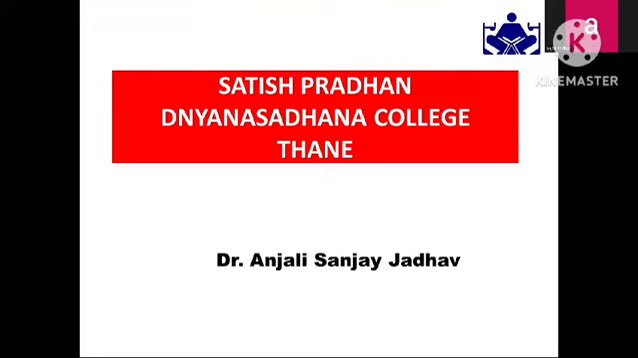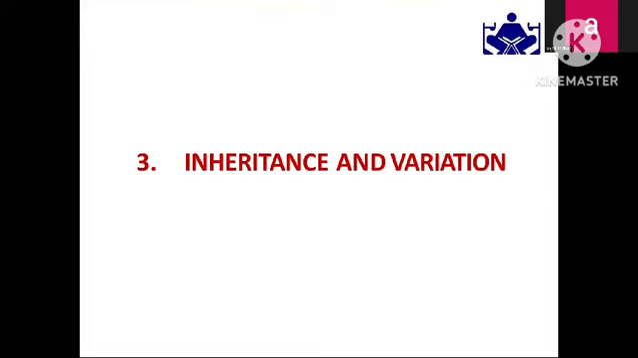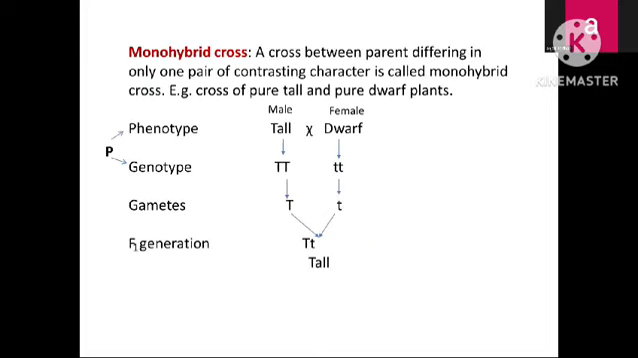Hello students, today we are going to learn about monohybrid cross, law of dominance and law of segregation from the chapter inheritance and variation. Monohybrid cross. Mono means one. So, in this, cross takes place between only one pair of contrasting character.